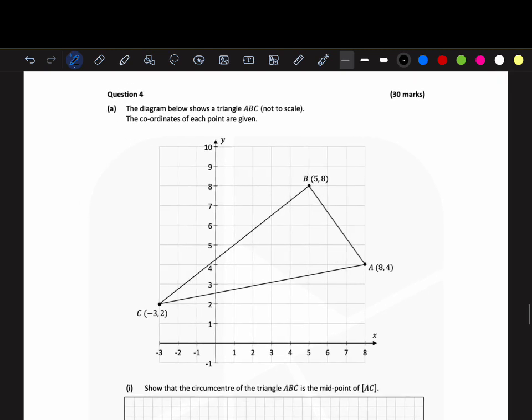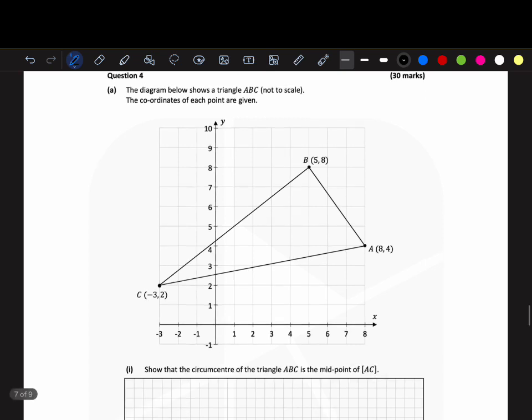So question 4, it says the diagram below shows a triangle ABC, not to scale. The coordinates of each point are given. Part 1, show that the circumcenter of the triangle ABC is the midpoint of AC.